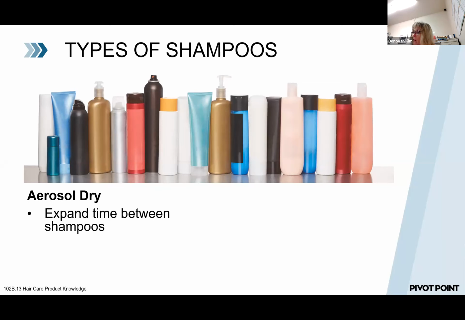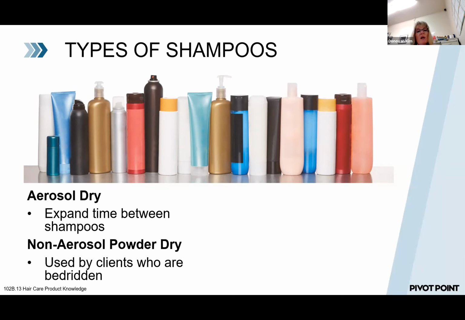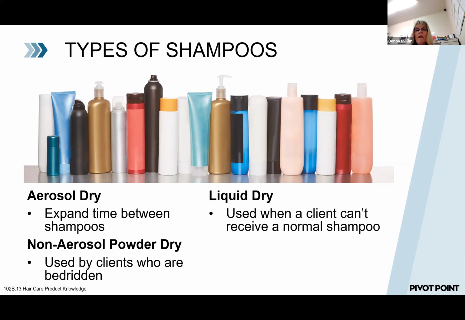We have non-aerosol powder dry shampoos, and these you sprinkle on the hair. They usually have some type of root powder, like orris root or some type of plant that will help dry up the oils. And again, we want to brush that. Any types of powder dry shampoos or aerosol dry shampoos, we don't want to use before we do any type of chemicals, because sometimes it does feel like there's a coating on the hair.